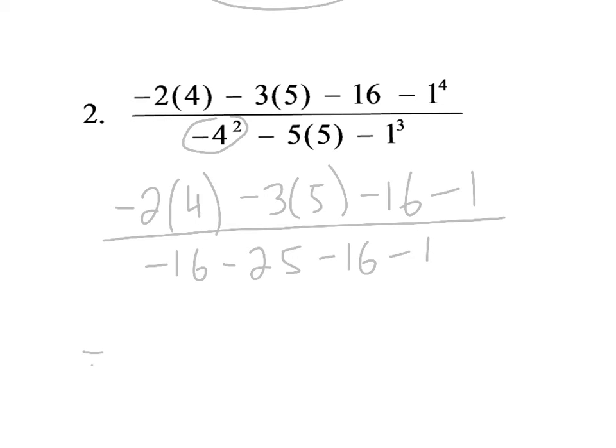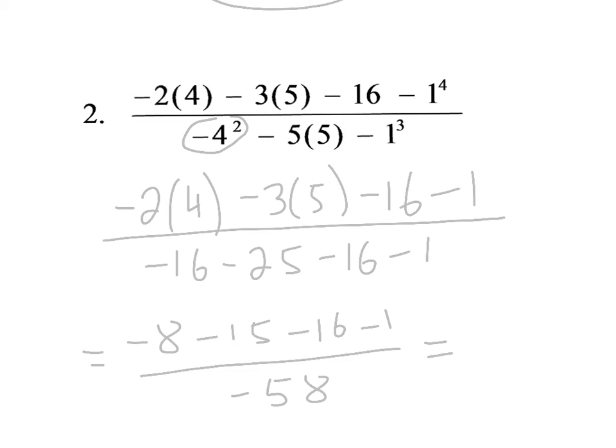So negative 2 times 4 is negative 8. Negative 3 times 5 is negative 15. Minus 16 minus 1 and divided by, in the denominator I have subtraction, so I can do this from left to right. Negative 16 minus 25 is negative 41. Negative 41 minus 16 is negative 57, minus 1 is negative 58. Please double check my calculations, I did this in my head.